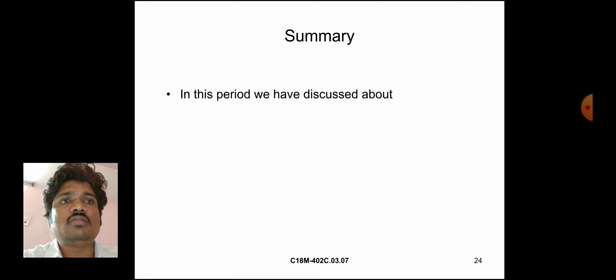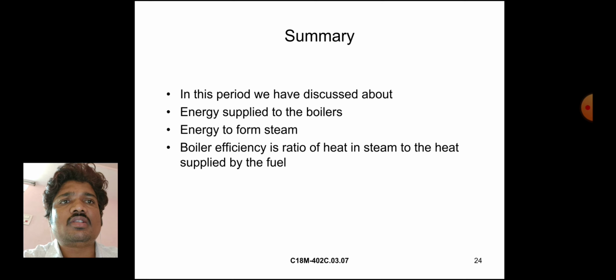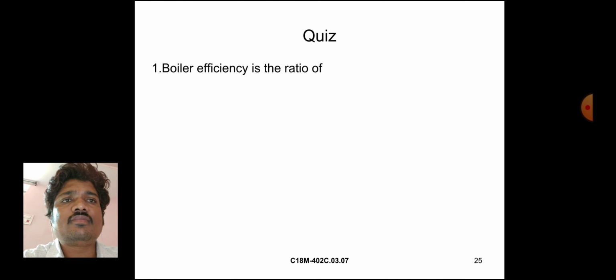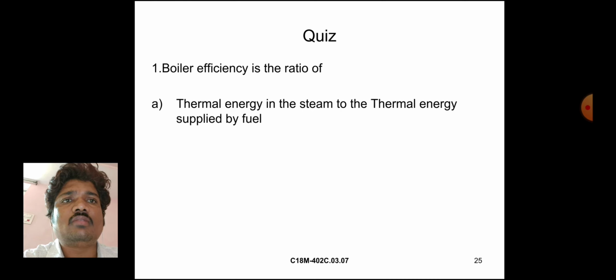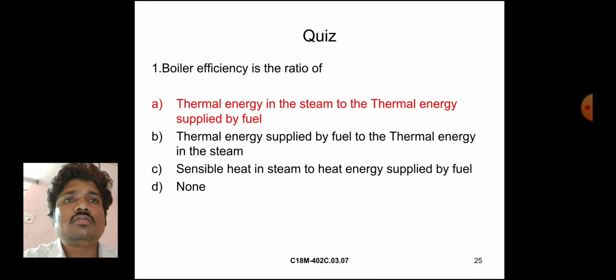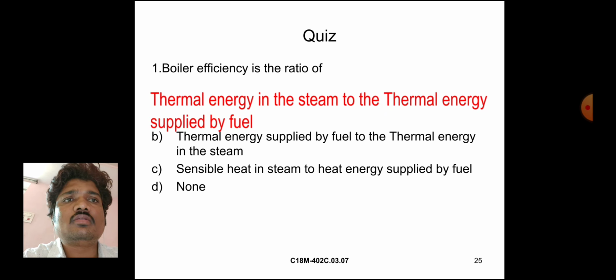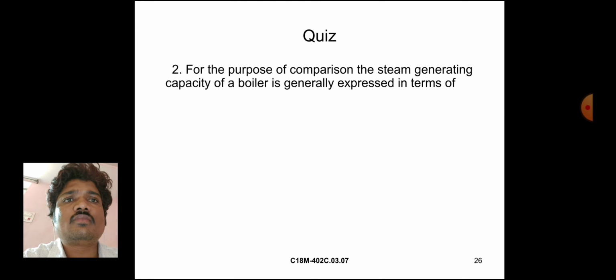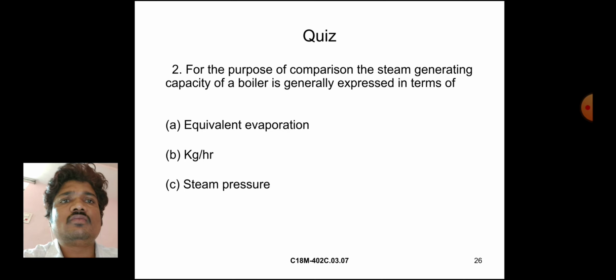In this period we have discussed energy supplied to the boiler and energy to form steam. Boiler efficiency is the ratio of thermal energy in the steam to the thermal energy supplied by the fuel. For the purpose of comparison, the steam generating capacity of a boiler is generally expressed in terms of equivalent evaporation.